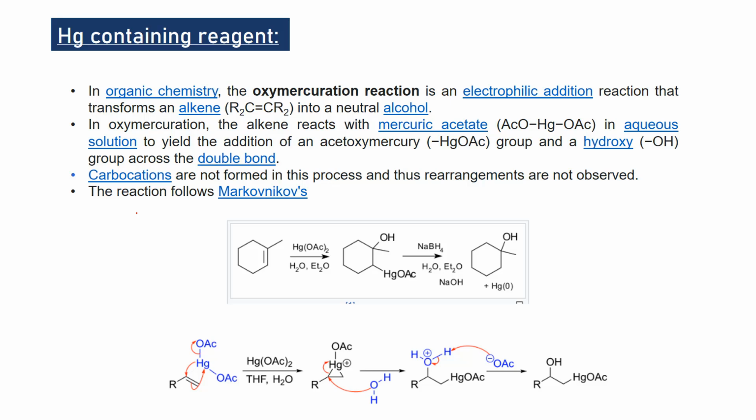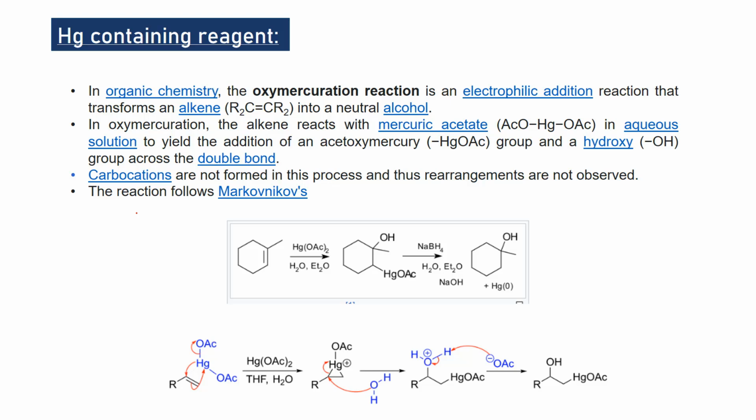In the oxymercuration reaction, the alkene reacts with mercuric acetate in aqueous solution to yield the addition of an acetoxymercury group and a hydroxy group across the double bond. And after a hydrogenation reduction reaction, this mercury can be replaced with an H. As this reaction goes through a concerted pathway, no carbocation is formed and the reaction follows the Markovnikov rule. So here I have shown the schematic diagram.